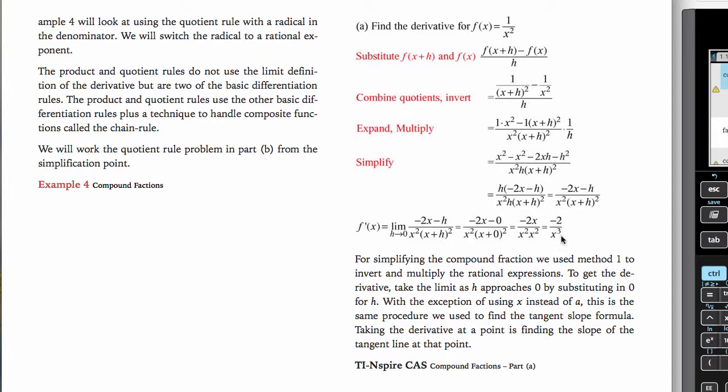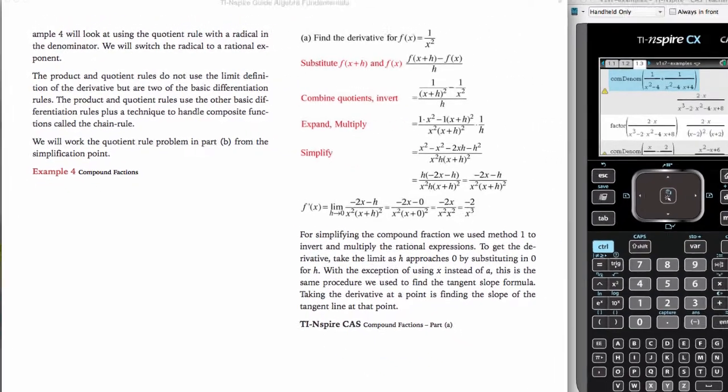When you're in a calculus class, you will learn simpler ways by rules rather than have to do this out by the definition. Also, your calculator can use the derivative function of the calculator to come up directly with this answer.